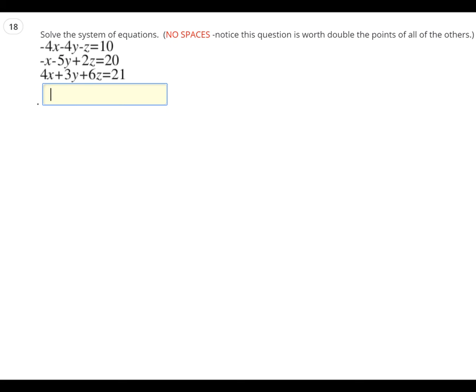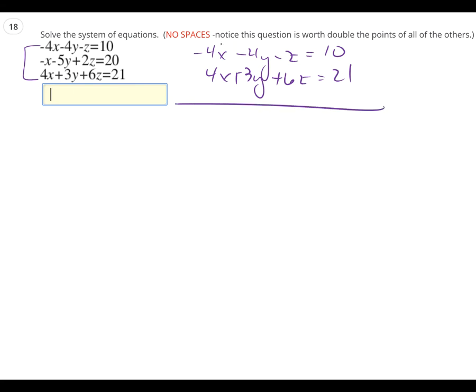Okay? Alright. To eliminate, I'd probably eliminate the x's first, because aren't these two the same? So I'm going to line those guys up to begin with. Minus z equals 10, and 4x plus 3y plus 6z equals 21. So the 4's go away. Negative 4y and positive 3y is negative y, negative z and 6z is 5z equals 31, right? Yes, let's not clean up yet.